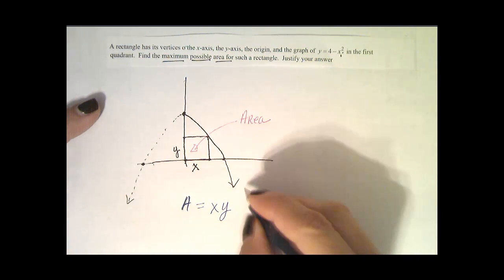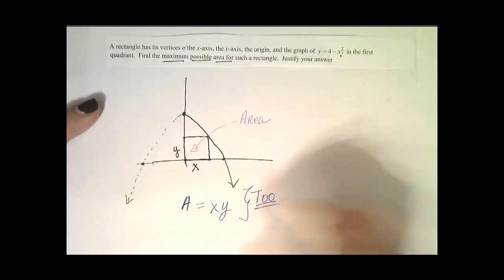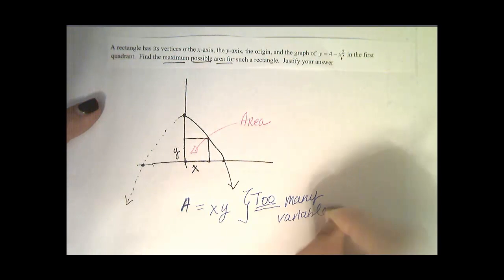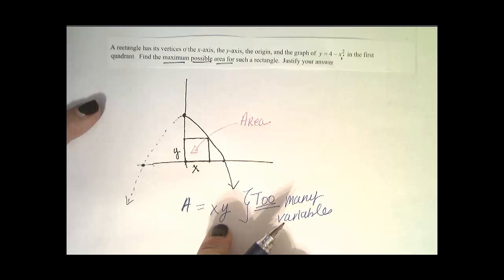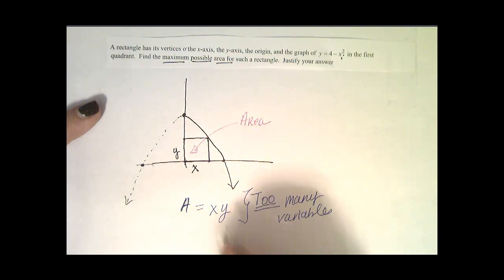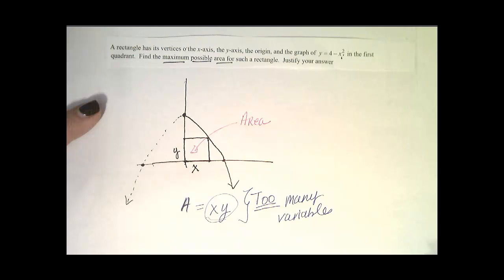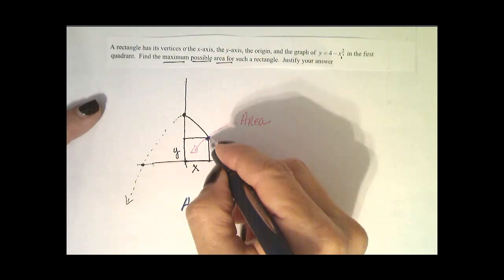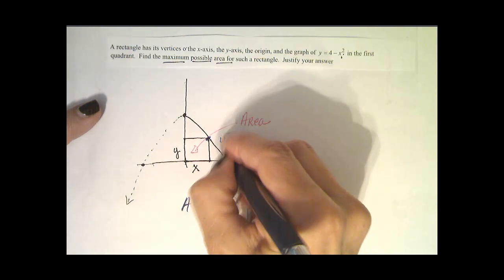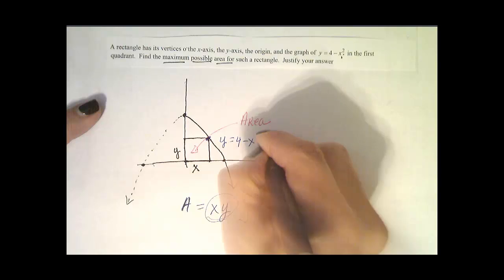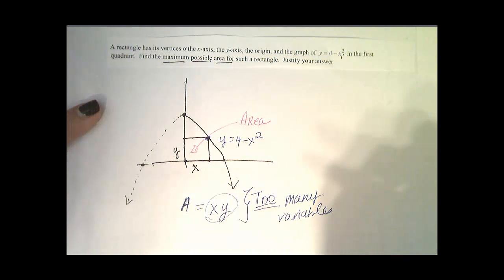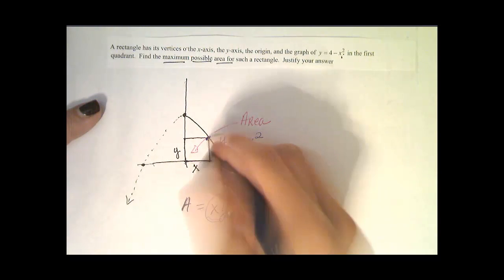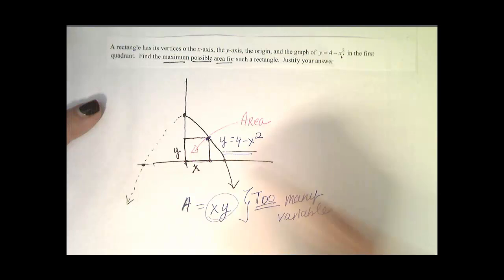So this is a problem of too many variables, because remember, we want to be able to write area as a function of one variable. So that's when we look for a relationship between our two variables, and we have one. We know that this right corner is going to lie on this curve, and this curve is described by y equals 4 minus x squared. So this is the relationship between x and y. Whatever x value and y value I have, that point will lie on this curve.